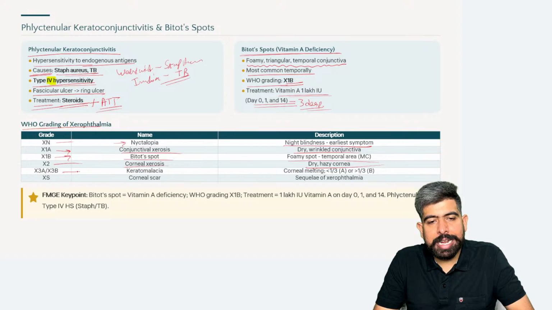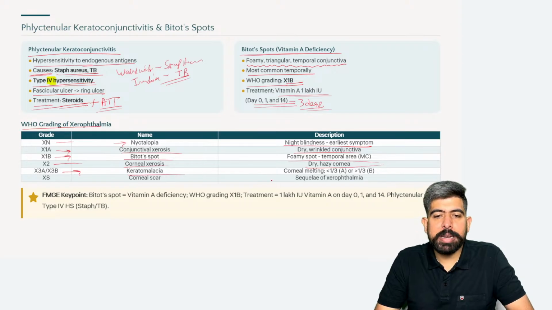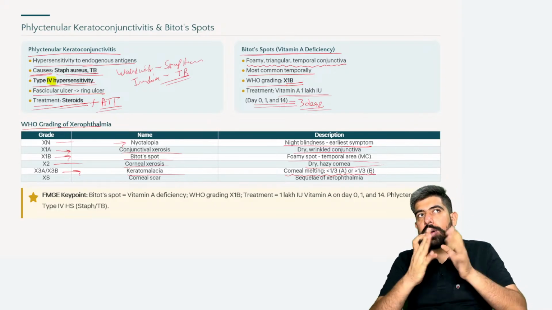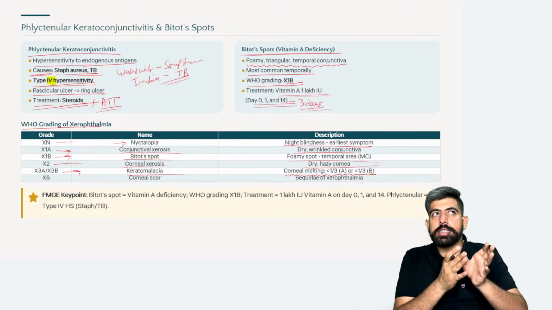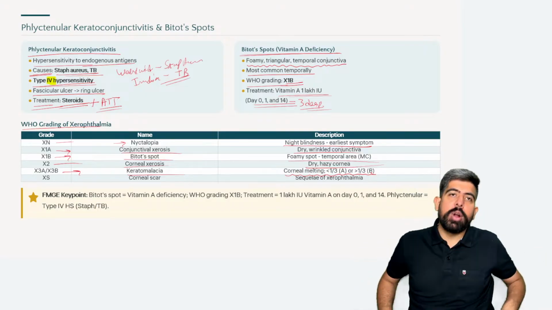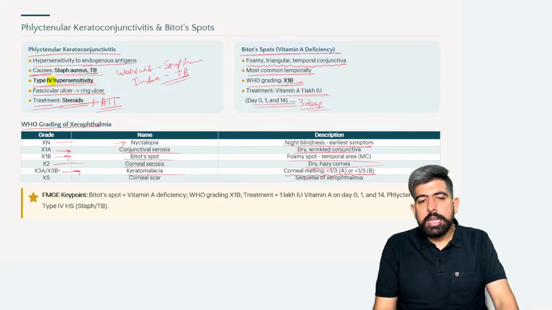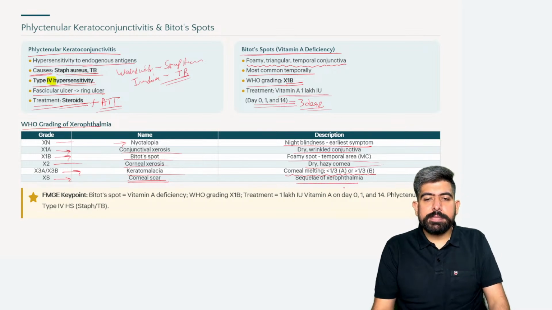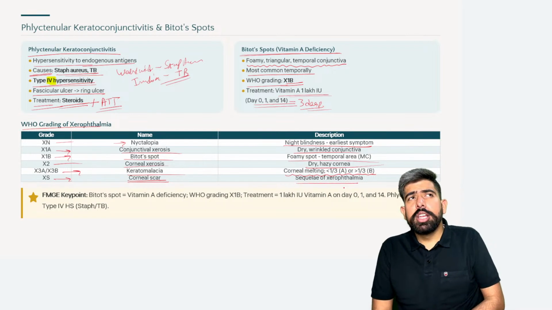X3A and X3B have keratomalacia. Corneal melting will be seen in this condition. If corneal melting is less than 1/3 part, it is called X3A. If more than 1/3 part, it is called X3B. Understood? The last one is XS, which has corneal scarring, the sequelae of xerophthalmia.